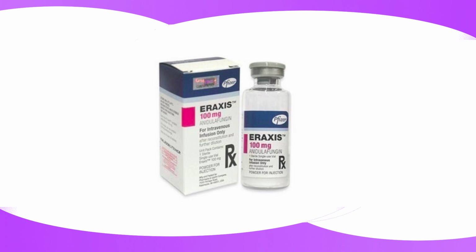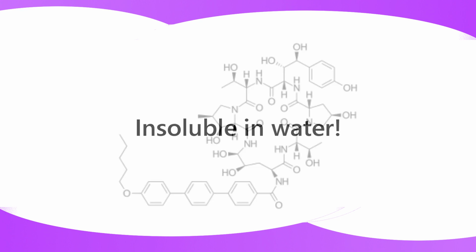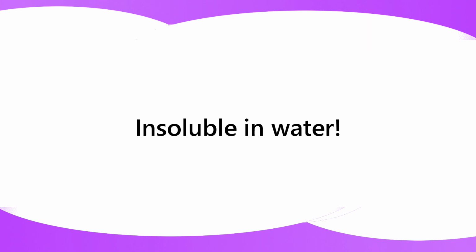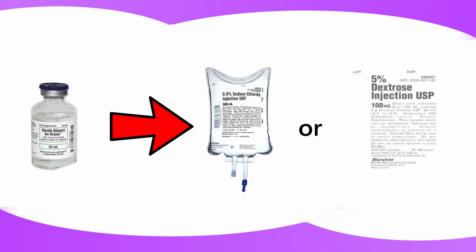The last echinocandin we're going to talk about today is anidulafungin, which was approved by the FDA in 2006. The structure, as you can see, is generally more lipophilic than caspofungin and mycofungin, as it is lacking some of the hydrophilic components found in the latter two drugs. What this gives us is a drug that is insoluble in water, which means that the manufacturer gives us a neat vial of dehydrated alcohol in water to reconstitute the anidulafungin powder with. Once the anidulafungin powder is reconstituted with the dehydrated alcohol in water, it can be diluted with saline or dextrose solutions and then must be used within 24 hours.